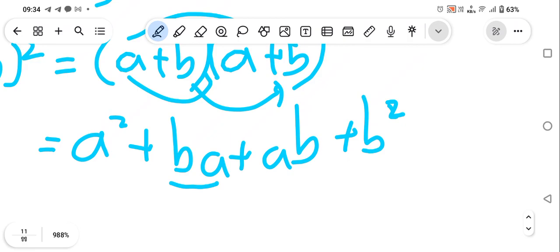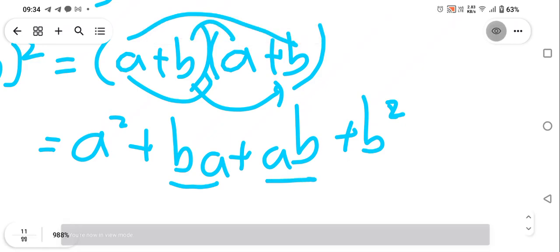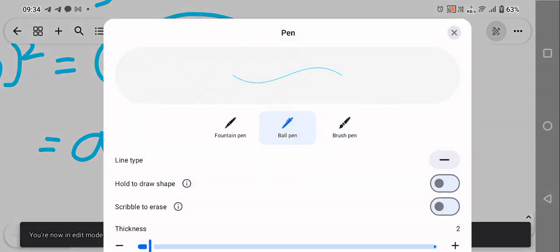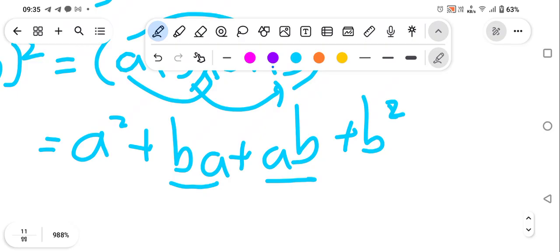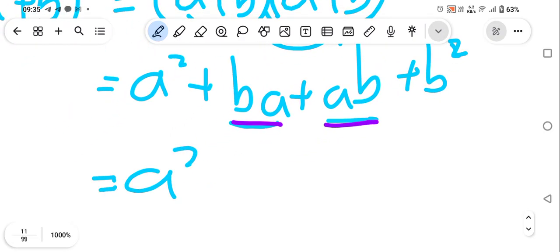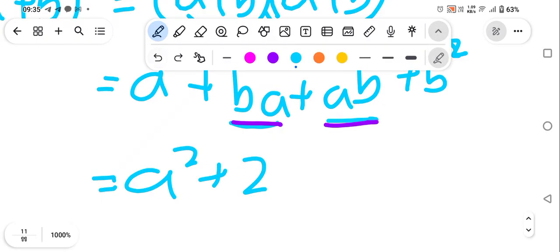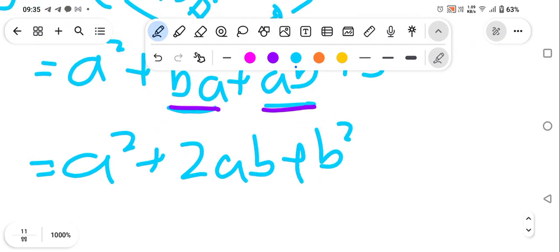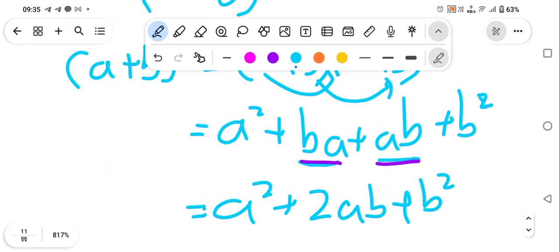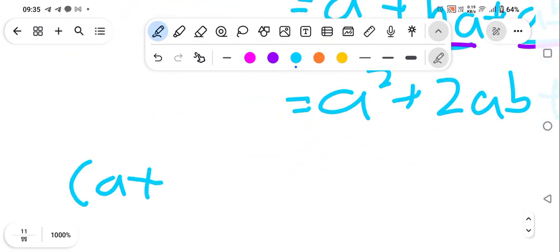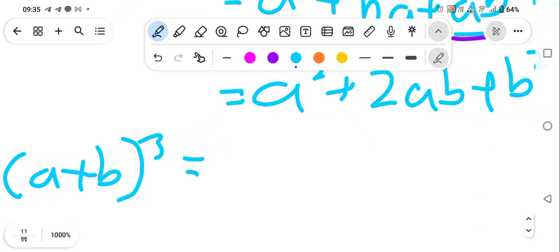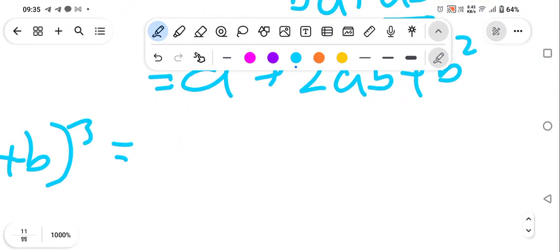Since ba and ab are the same, but I'm labeling them with different colors, I'm going to label this purple. So we got a squared plus 2ab plus b squared. Alright, so let's move on to the cubic term. Even though this is a pattern, good job if you haven't noticed.